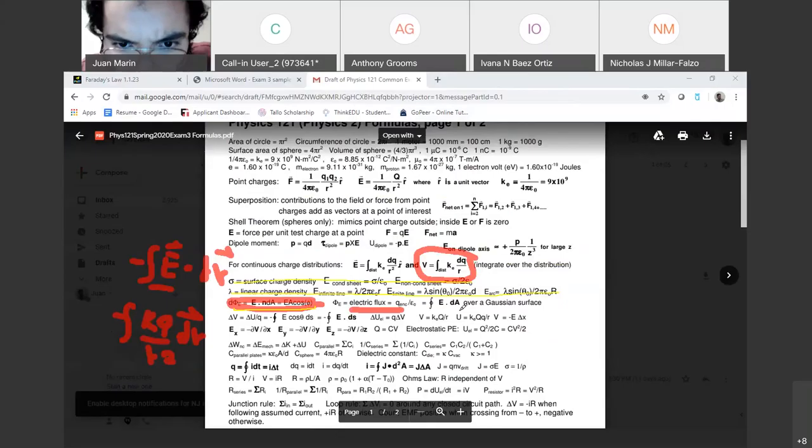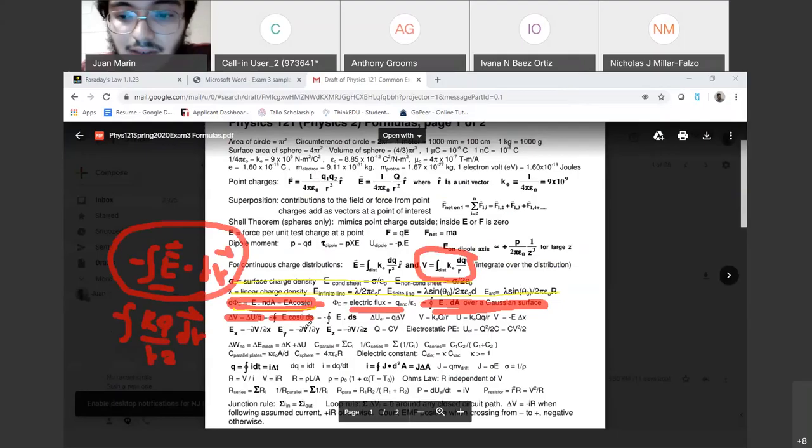You do need to know the definition of electric flux, and magnetic flux, which we covered. Electric flux, magnetic flux. You need Gauss's law: the integral of E dot dA on a closed surface.